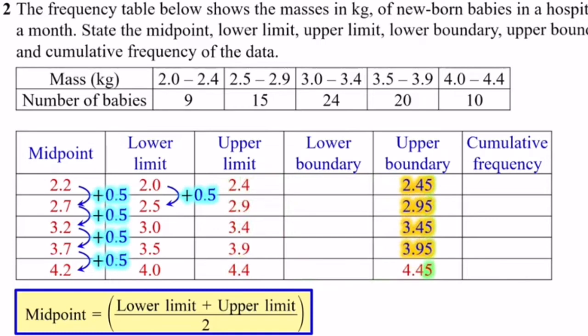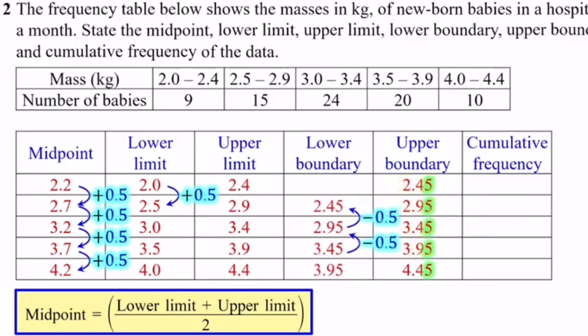So how you get 0.05 is you have to measure the difference between 2.4 and 2.5. There's a 0.1, right? Divided by 2. 0.1 divided by 2 is 0.05, right? So that means you have to add 0.05 for the upper boundary. Okay, so then we will shift down to the lower boundary.